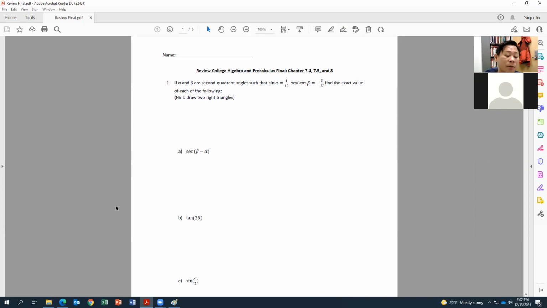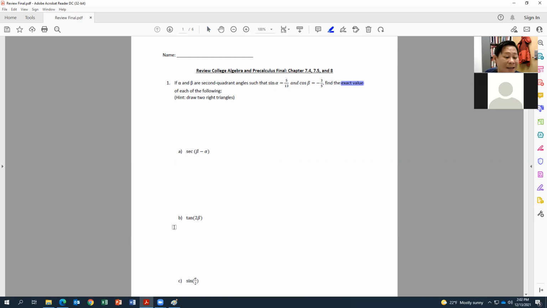This is very important. The first question here in your review finals is saying that there are two angles, alpha and beta, in the second quadrant such that sine alpha is 5/13 and cosine beta is negative 3/5. You have to find the exact value of secant of beta minus alpha, tangent 2 beta, and sine alpha over 2. Now, before I continue, make sure you guys understand what is the meaning of exact values.